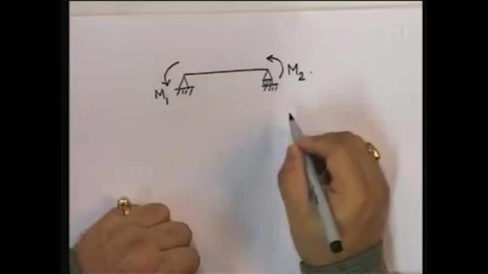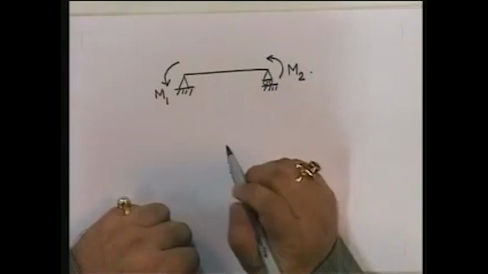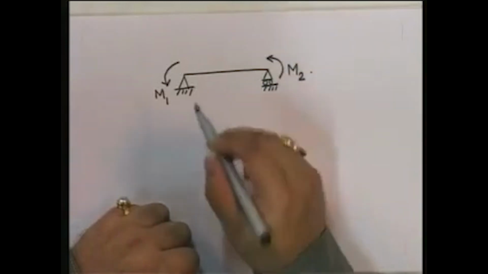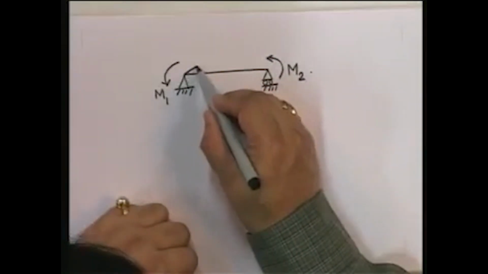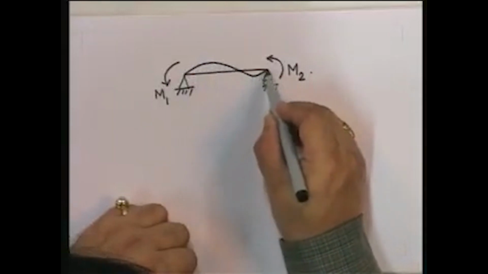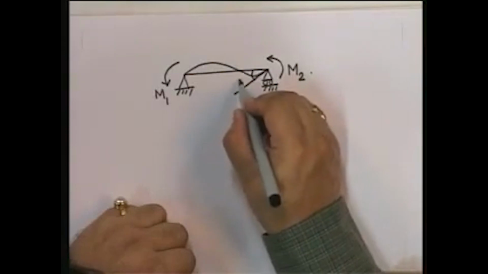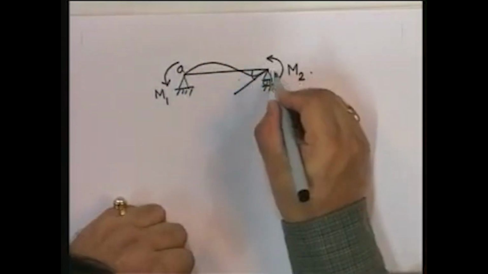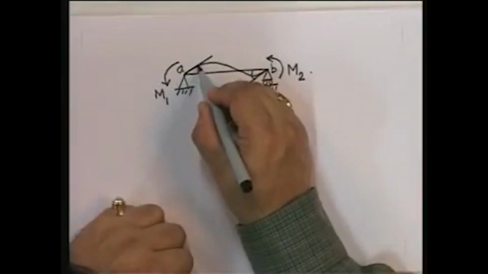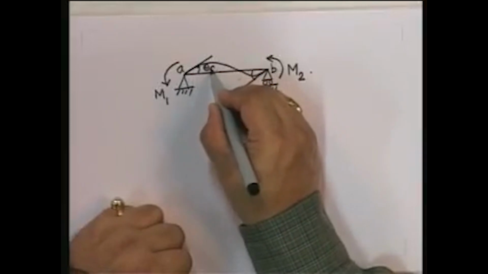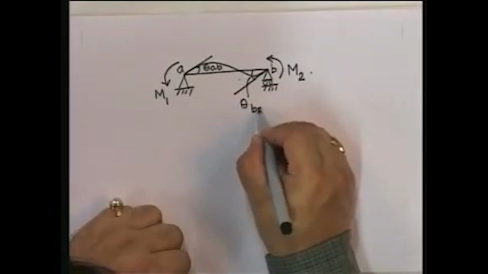This is my loading on this beam. This is the only loading on this beam. And my brief is that under this loading, I need to find out, this is A, B. So, I need to find out theta AB and theta BA.